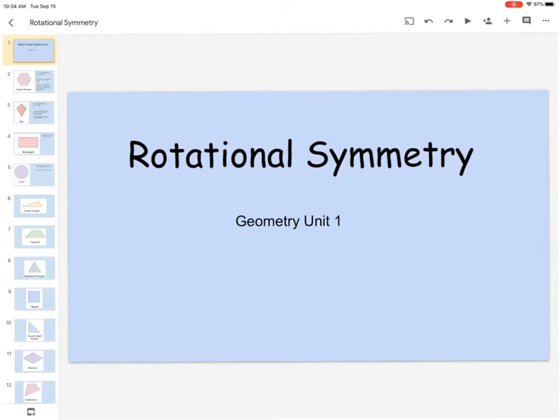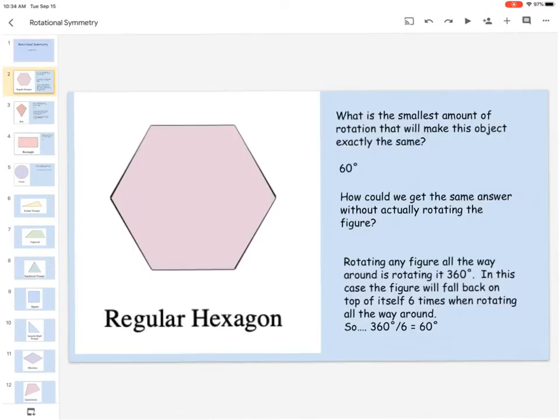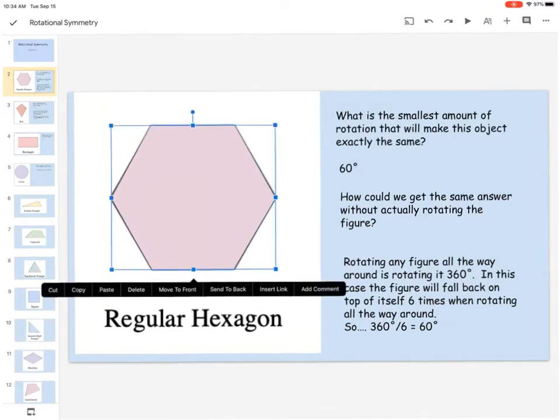Okay, now we're going to take a look at rotational symmetry. We're going to start off by looking at a regular hexagon. And the first thing I want to point out is that I'm in edit mode here in my Google Slides and not in presentation mode. The reason why is when you're editing, you can rotate an object, and when you're in presentation mode, you can't do that.